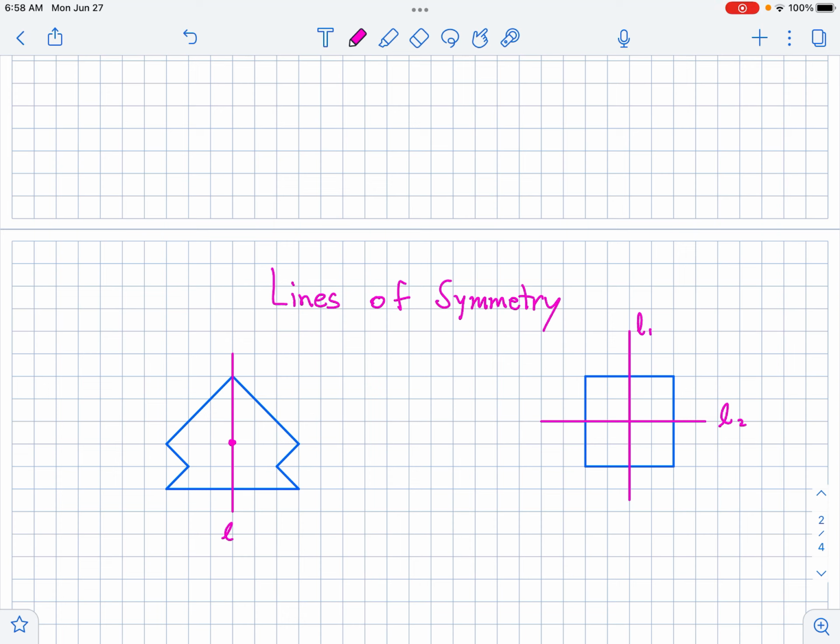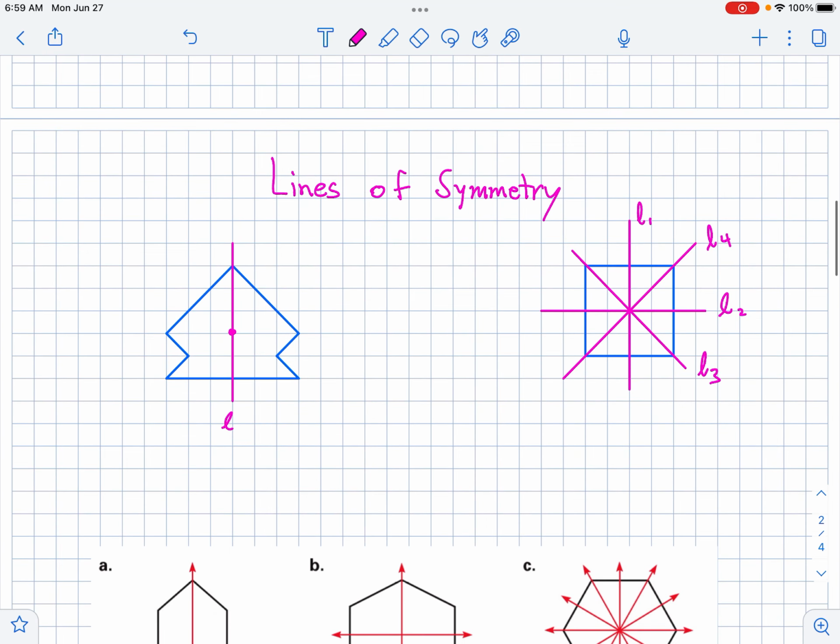Look, I could do this, right over here. There's one. I'll call that line 3. And I believe there's one more. Look at this. That's line 4. So you can see different shapes will have different lines of symmetry. Some will have a lot more than 4.